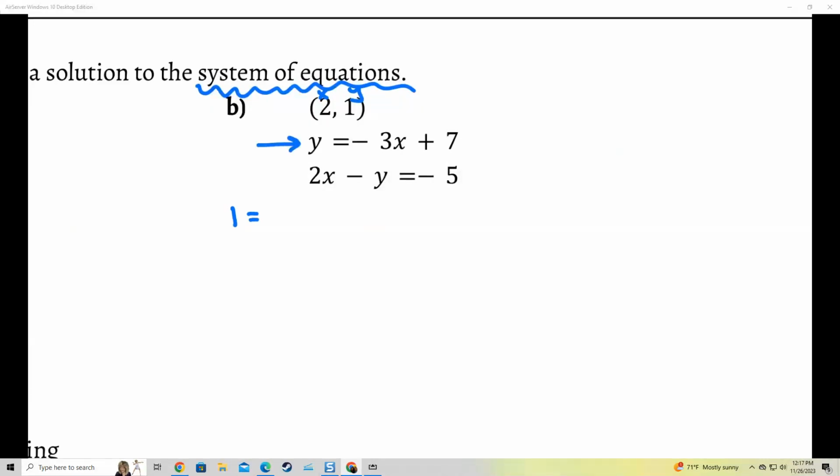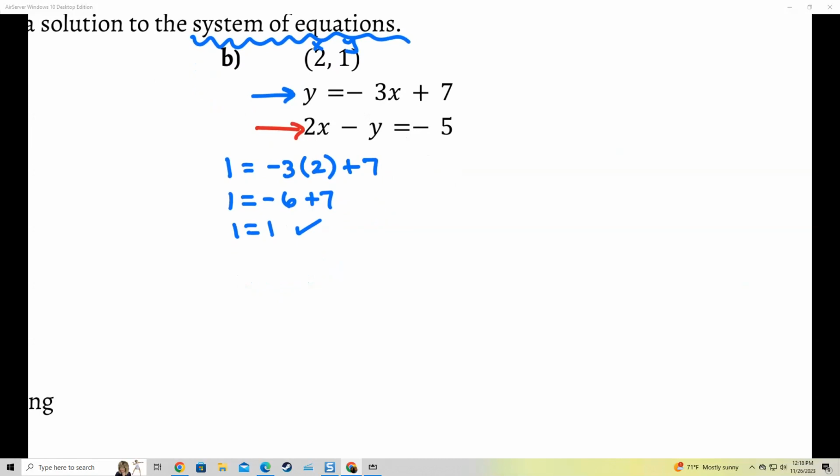1 is equal to negative 3 times my x, which is 2, plus 7. That's 1 is equal to negative 6 plus 7. 1 is equal to 1. Oh, it looks like it works. So far, it looks like it might be a solution, but remember, it's got to work for both. So let me check the other one. I'm going to plug (2, 1) into that equation.